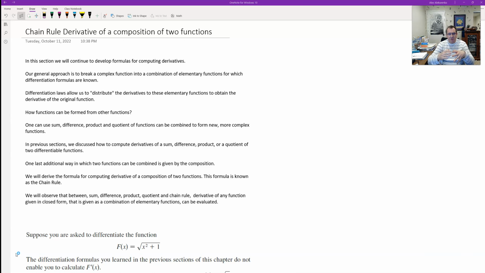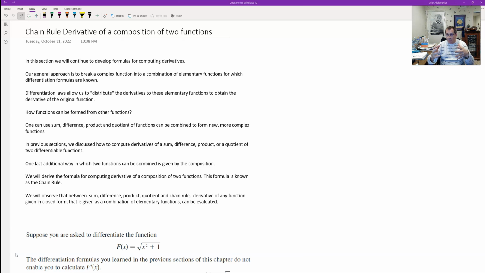Our general approach in calculus is to break a complex function into a combination of elementary functions for which differentiation formulas are known. Differentiation laws allow us to do that. They allow us to take the derivative that is applied in front of the function and to distribute it through the function so that the derivative goes to every simple element of that function. The resulting expression is usually pretty complex, and each step of that process is guided by the differentiation laws.